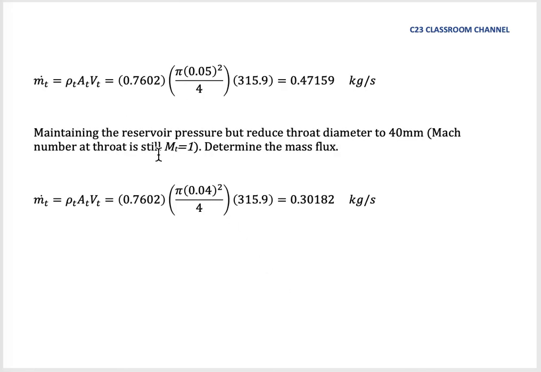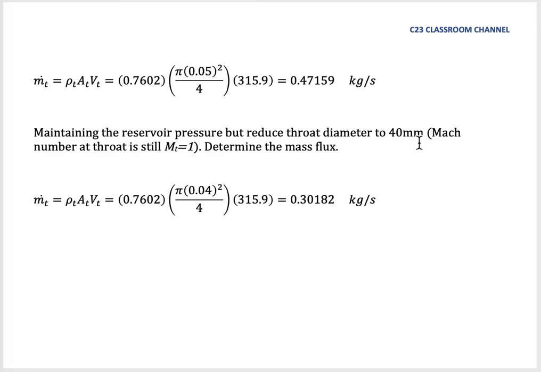Then we could calculate the mass flow rate, rho A V. We substitute all the values here and we could say that at the throat, the mass flow rate is 0.47159 kilograms per second.